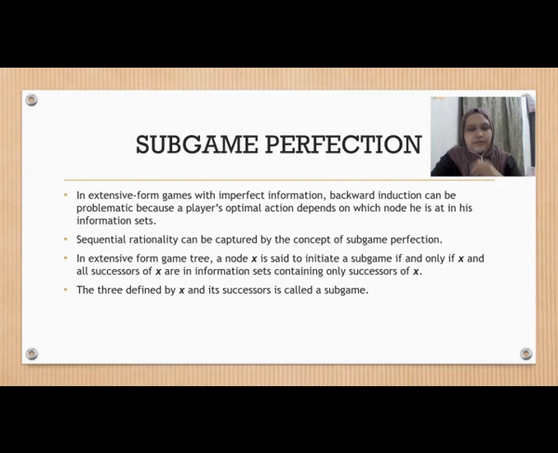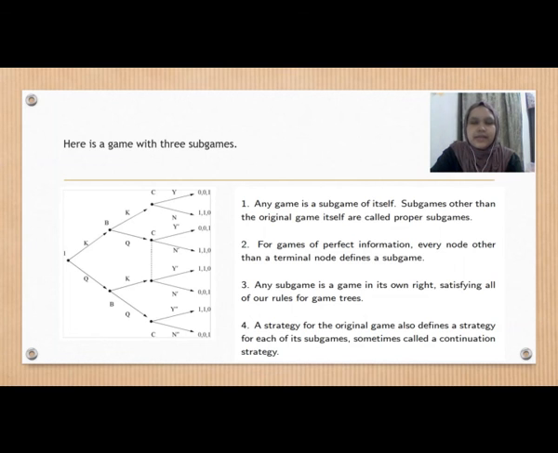First, we need to define what is meant by a subgame. In an extensive form game tree, a node x is said to initiate a subgame if and only if x and all successors of x are in information sets containing only successors of x. The tree defined by x and its successors is called a subgame. Here is a game with three subgames. Notice that any game is a subgame of itself. Subgames other than the original game itself are called proper subgames.